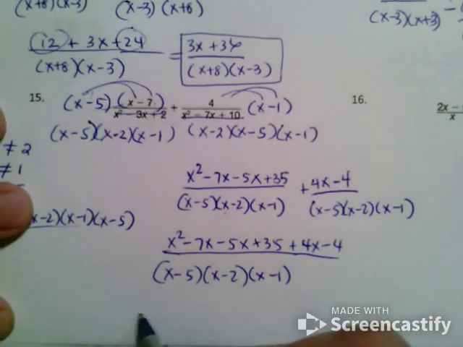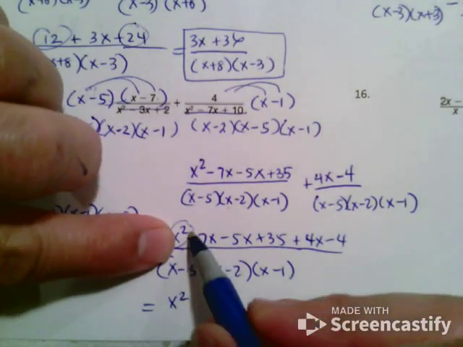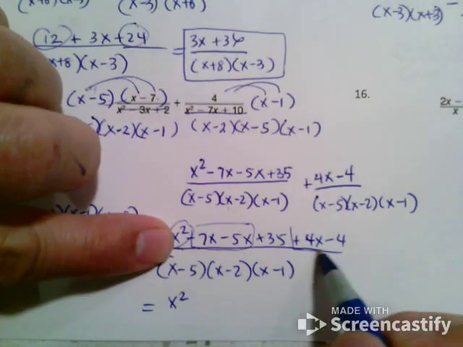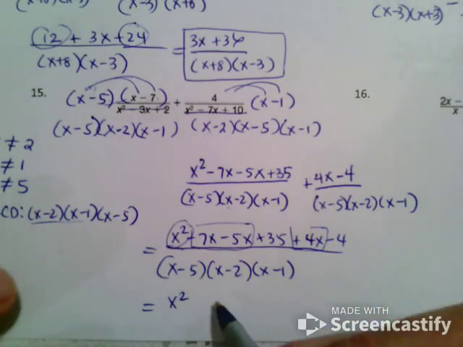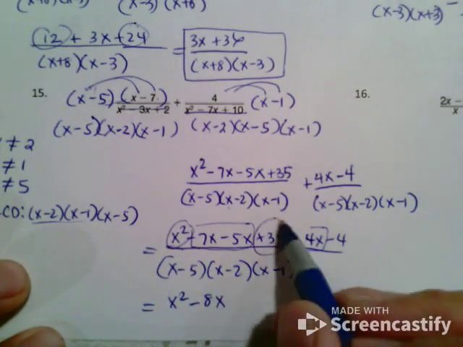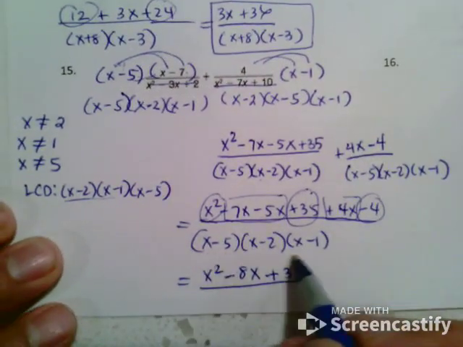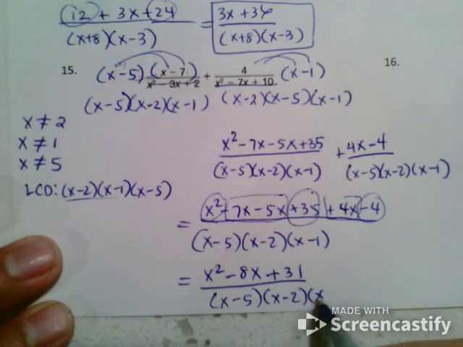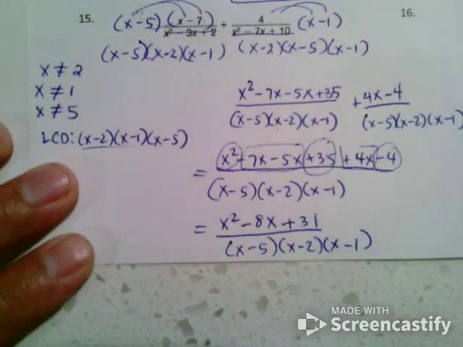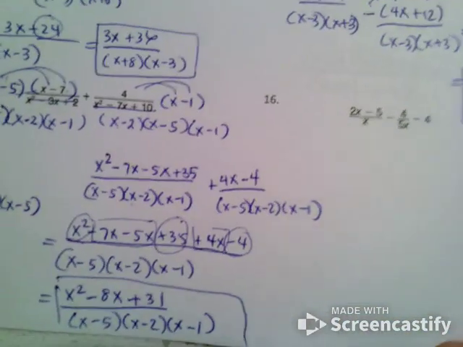Okay, and when you do that, start off with this one. Then add all your x's together. Add your constants. And then keep your LCD factored out. Like that. Okay, last one.